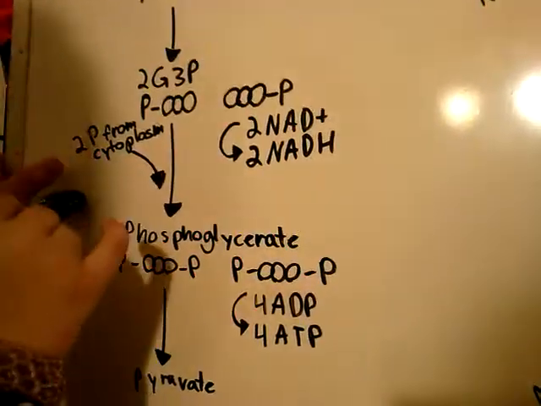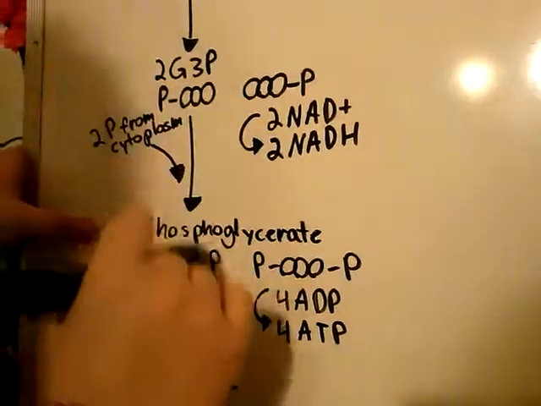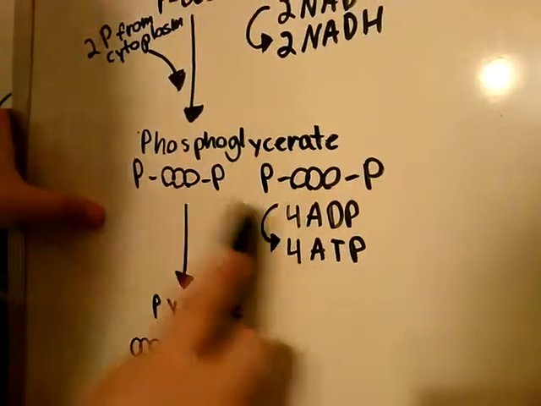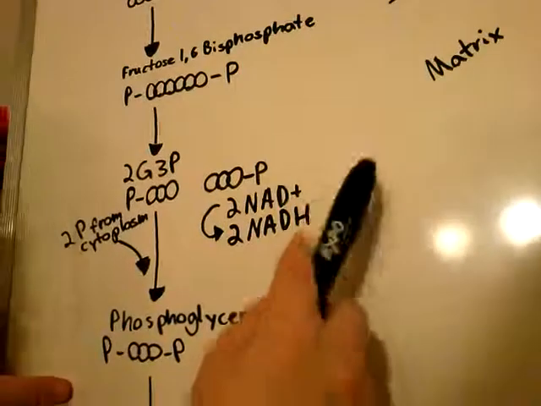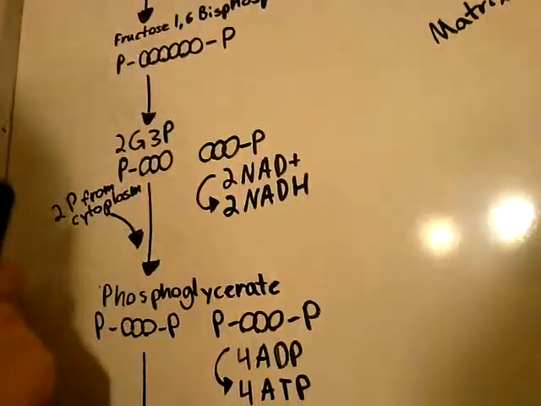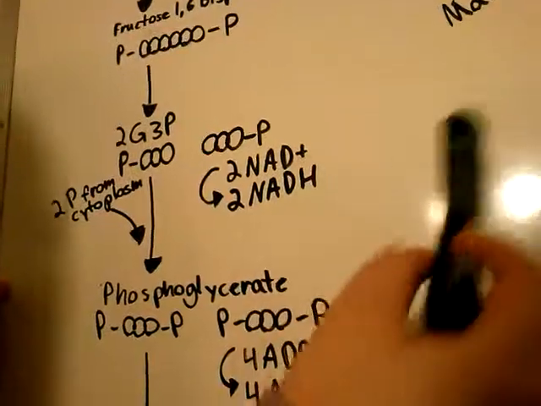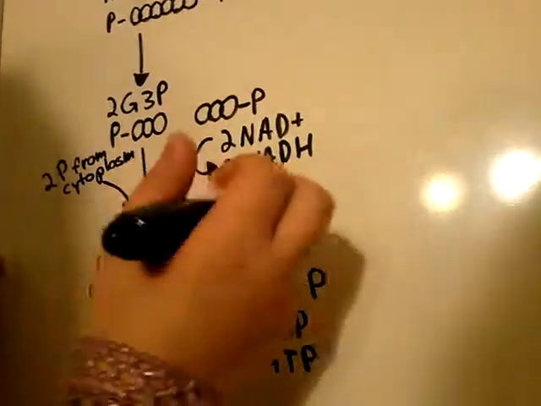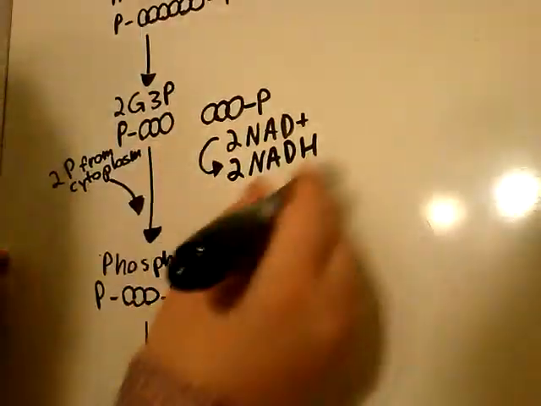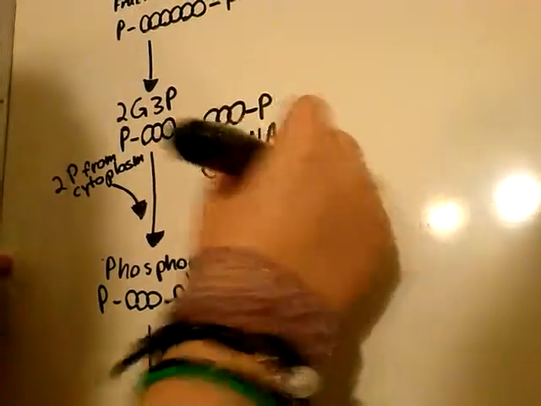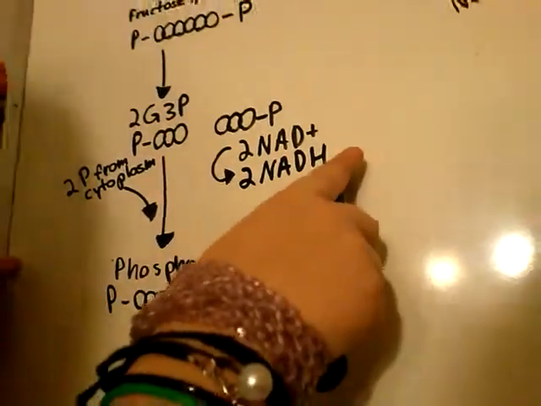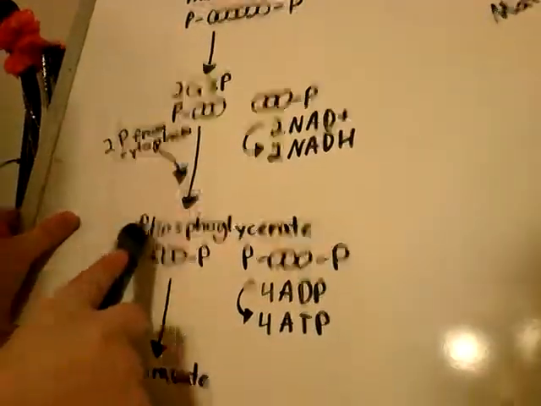2 phosphates from the cytoplasm of the cell join and they become the phosphoglycerate. And when those phosphates join, is when we have the redox reaction that causes NAD to come along and catch the protons, which are the hydrogen ions, and we get 2 NADH. Then, the G3P become phosphoglycerate.